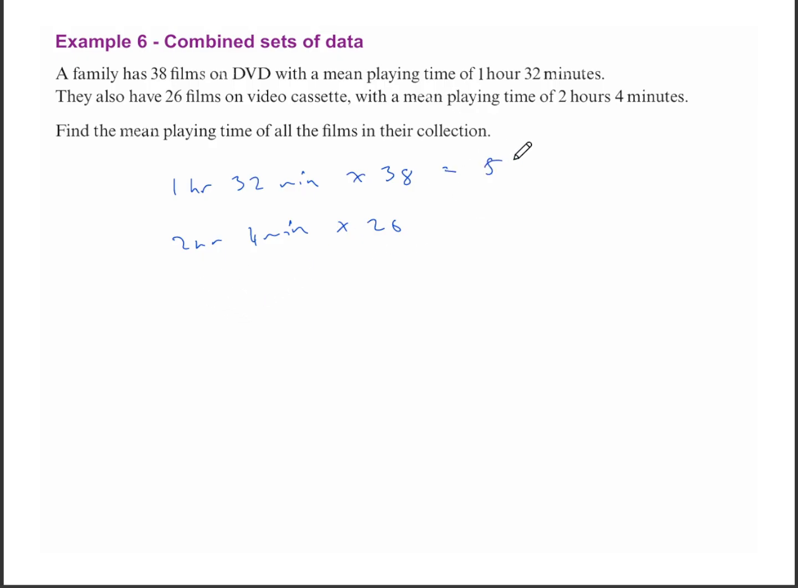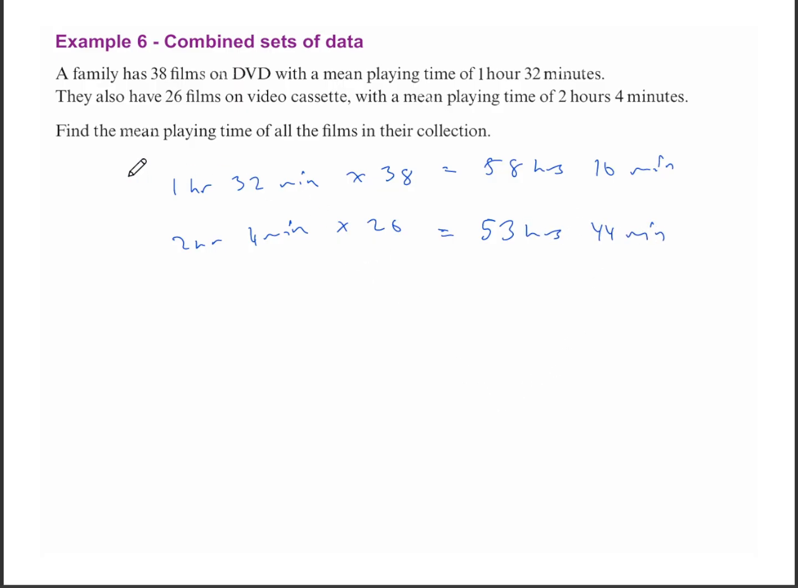This is going to give us 58 hours and 16 minutes for the total amount of playing time on the DVD. And the total amount of playing time on the video cassette is going to be 53 hours and 44 minutes.